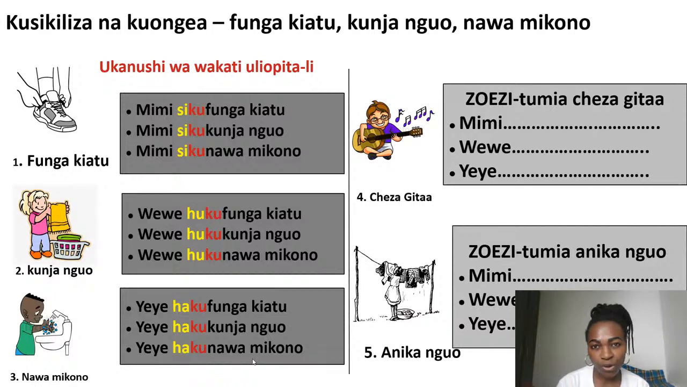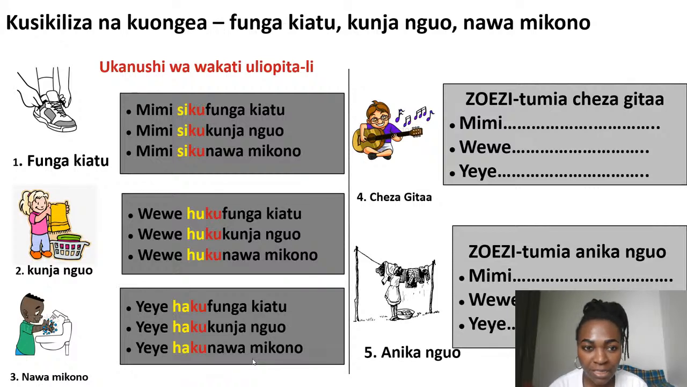Kunja nguo is fold your clothes. Nawa mikono is wash your hands. Cheza guitar is play a guitar. Anika nguo is hang your clothes. Immediately after washing, you hang them. Now, let's look at how and what is changing, wakati uliopita li. I'll read the first box.